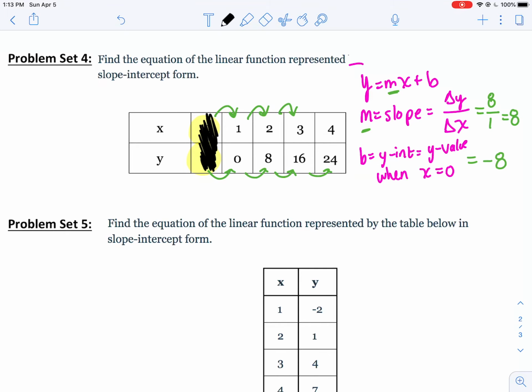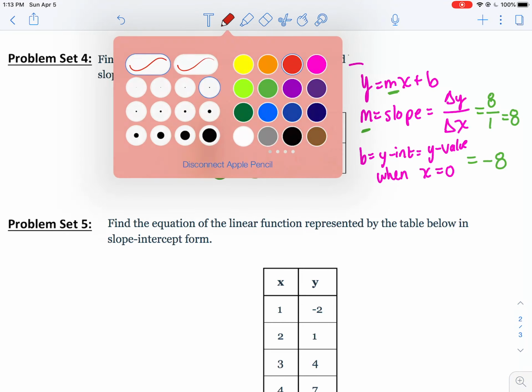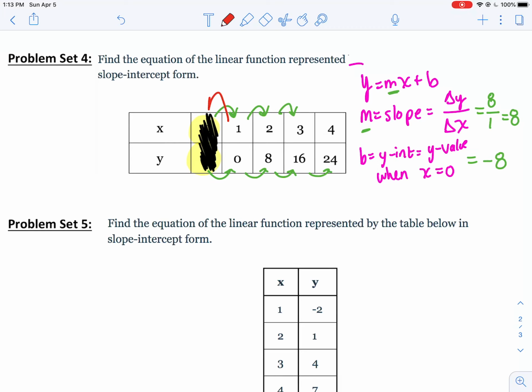If we pretend that this was not on our table, because you might be given a table where your 0 is not included, remember when we learned how to go backwards. So if I go back my pattern in my x's, I get to 0. If I go back my pattern in my y's, I get -8, which is the exact same thing that the table gave us. Okay, now let's go ahead and put our values into our slope-intercept form. So my equation would be y equals, my m was +8, x, my b is -8.